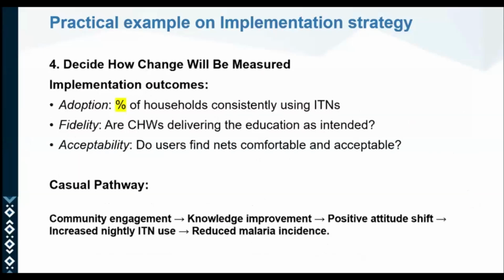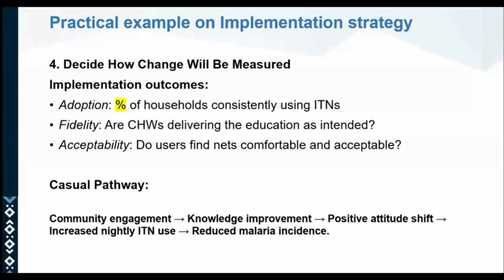And also the fourth point of deciding how the change will be measured. You actually have implementation outcomes, which you are going to be looking at further, for how you can measure a change from the baseline information that you have. So you should have a percentage of households that now use ITNs. You should have the community health workers that are willing to deliver the educational services, and ensure that they are delivered the way they are intended to be.